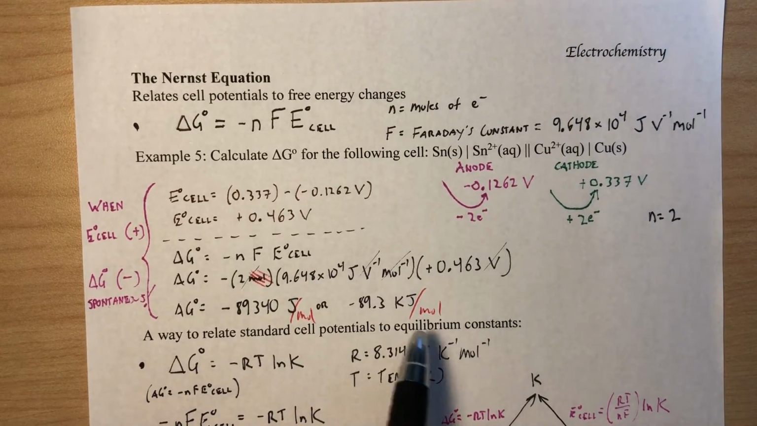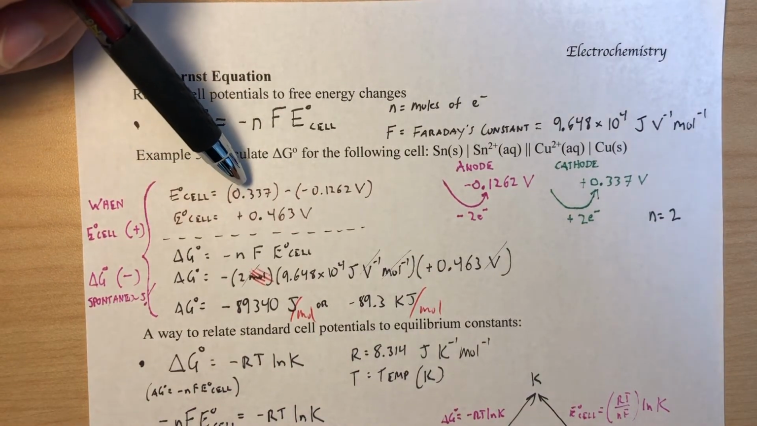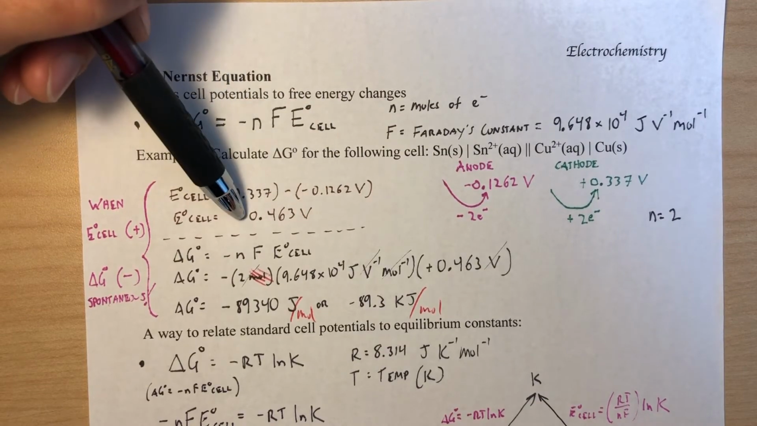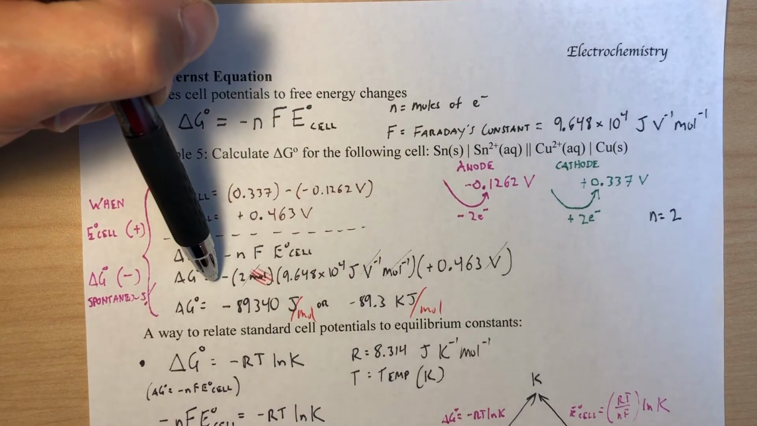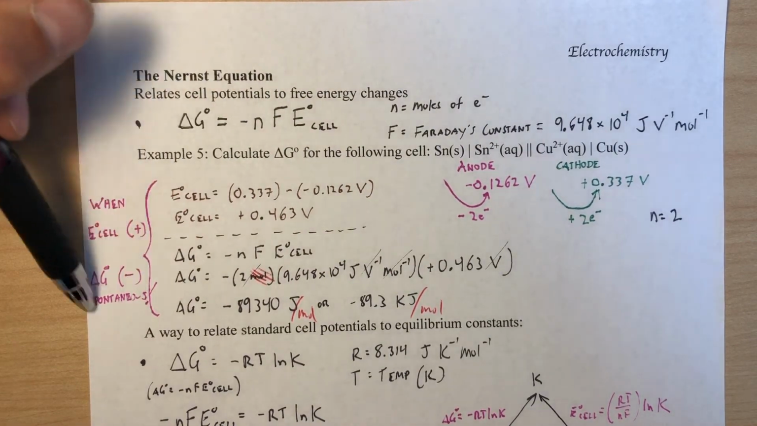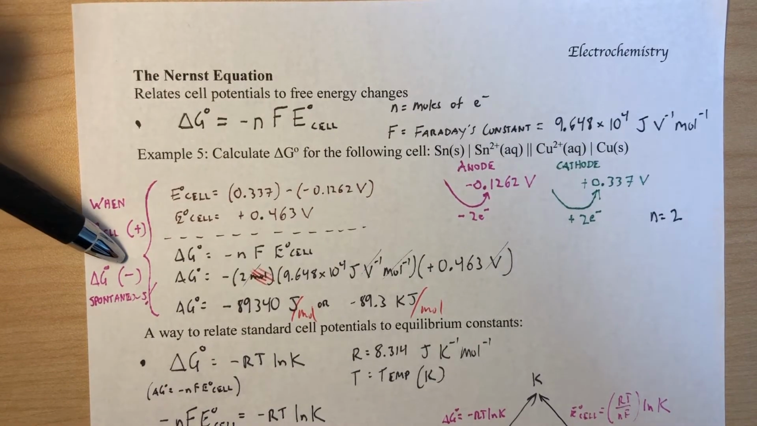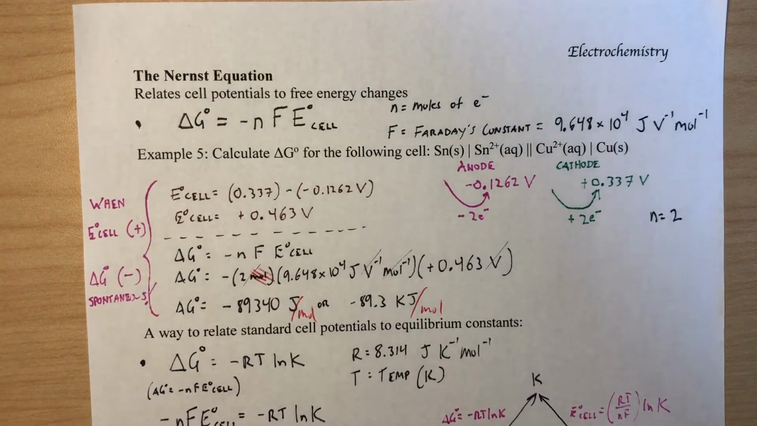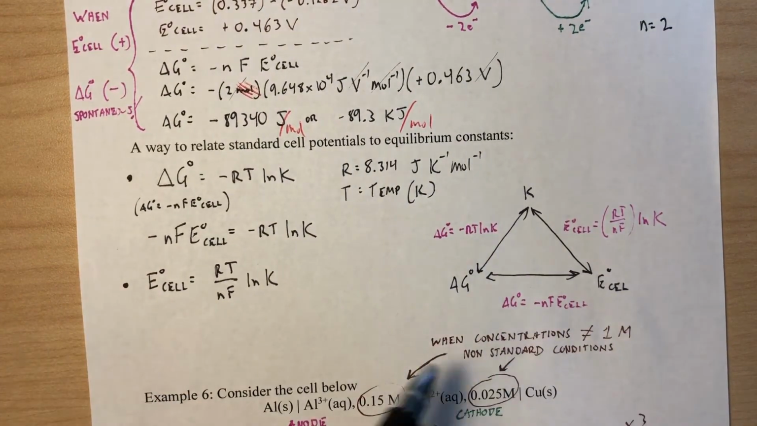So what does this mean? This means that when we have a positive E cell, so anytime the cathode minus anode gives you a positive number, you have a positive value, a positive value, a positive value, and a negative in front of everything. So every time you have a positive E cell, you get a negative delta G. So a positive E cell indicates a spontaneous reaction because delta G is always going to be negative in those situations. Now we can also relate our cell potentials to equilibrium constants using this triangle of reactions provided.